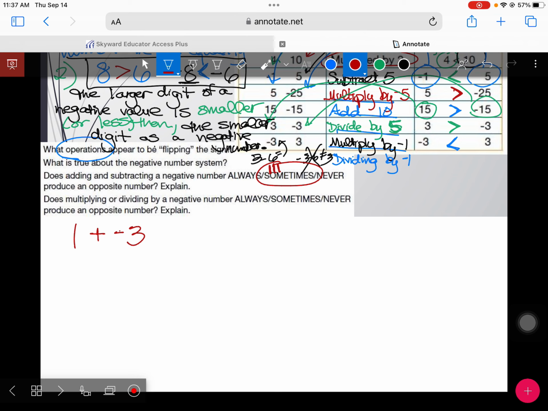Well, I don't want to subtract. I want to stay with adding. Okay. So 1 plus -3 gives me a -2. That takes it to the negative. It doesn't give me the opposite number, though. And again, this is why I was like, are they meaning opposite number? They mean opposite value. Or 1 plus -2 gives me -1. So either way here, for this, it is sometimes, correct? Yes. All right. Does multiplying or dividing by a negative number always, sometimes, or never produce an opposite number?